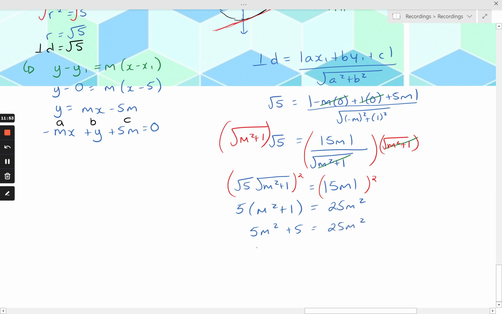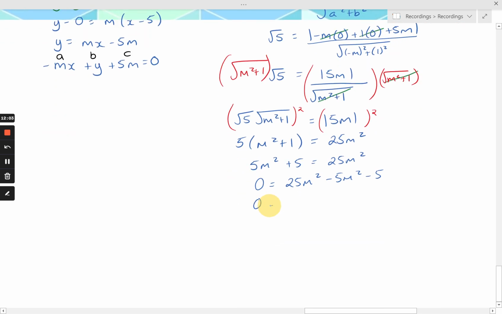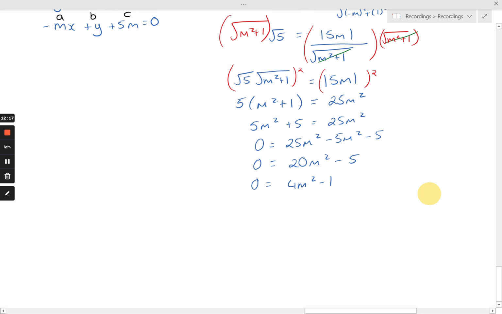I'm going to bring everything to one side, so I get 0 is equal to 25m squared minus 5m squared minus 5, which means I get 0 is equal to 20m squared minus 5. Now I can see everything can be divided by 5, which gives me 4m squared minus 1, which means now I can use the difference of two squares, so I'm going to have 2m and 2m, and 1 and minus 1, because we're using the difference of two squares to factorize here.